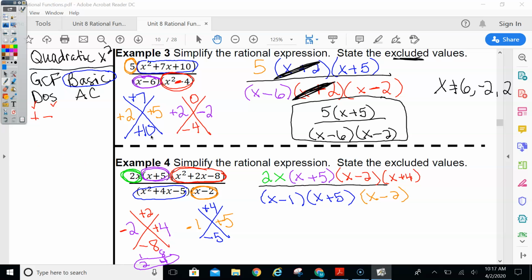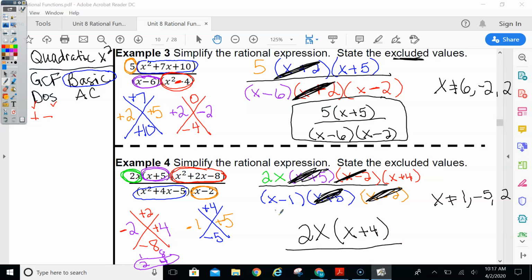And then you can state the excluded values and start canceling. So x cannot be. Opposite would be positive 1. Here, negative 5. And then here, positive 2. So once you state them, then you can cancel the x plus 5 with the x plus 5, x minus 2 with the x minus 2. Anything else? That's it. So 2x stays, and x plus 4 in the numerator. And then in the denominator, just this x minus 1.